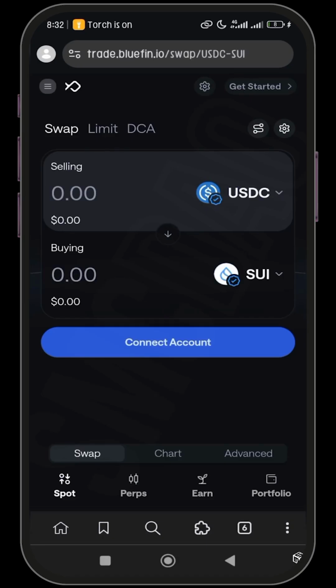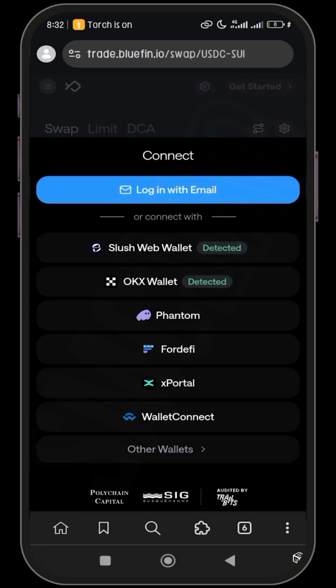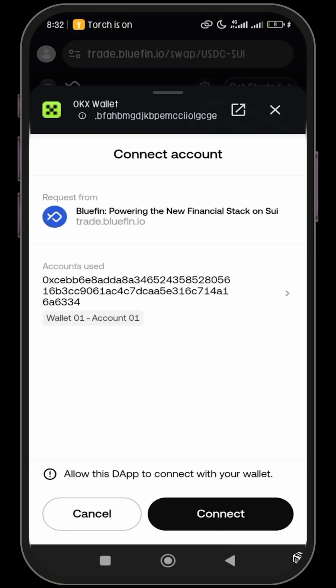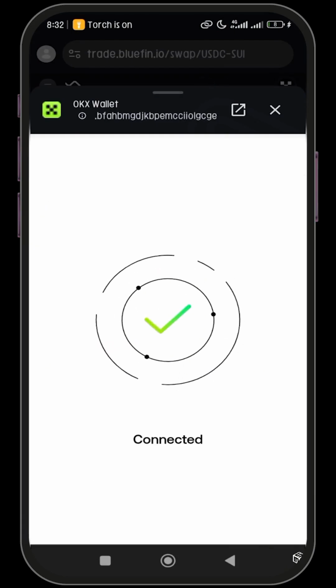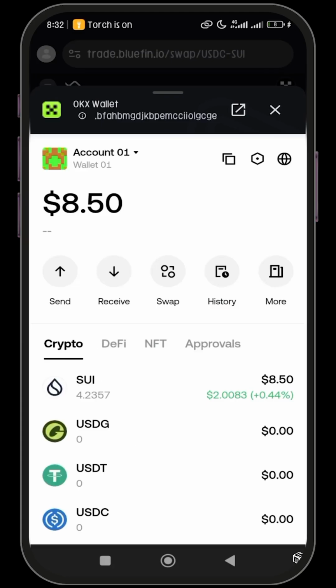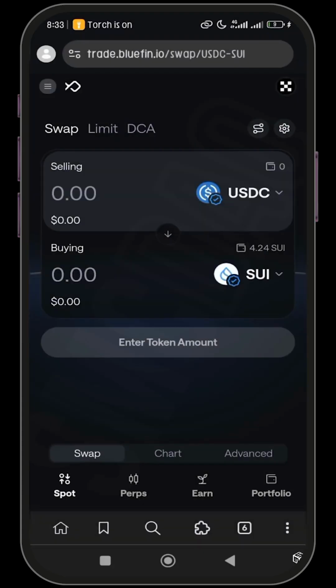Now tap on connect account, then choose a wallet. We'll be using OKX Wallet extension, so I'll just tap on OKX Wallet. Now just click on connect. So we have successfully connected our wallet. Let's head back. So this is the spot dashboard where you can swap any Sui token instantly.